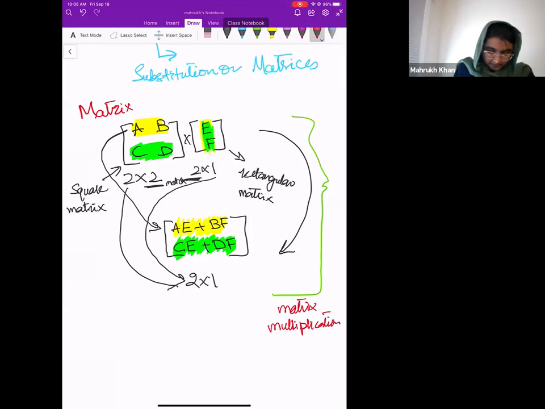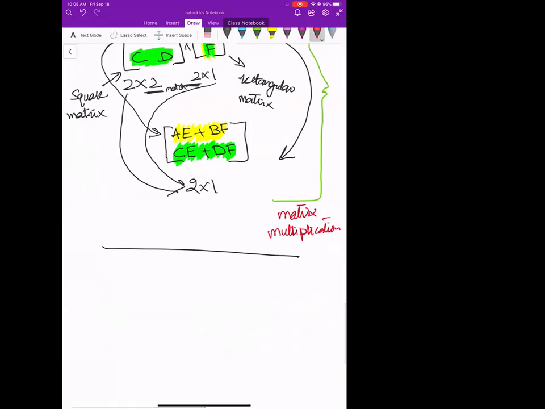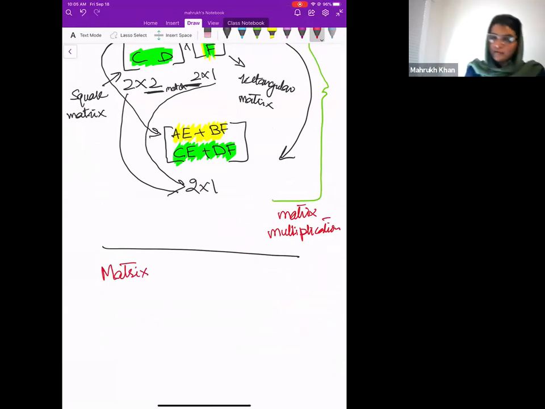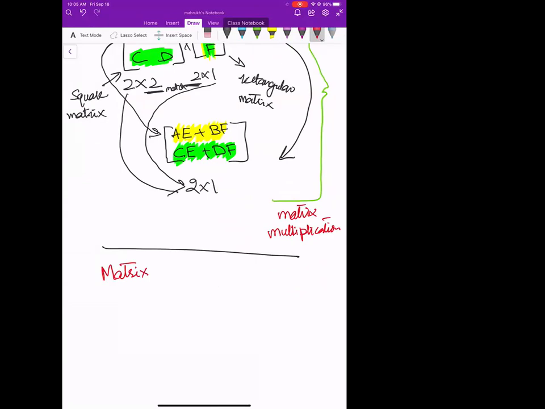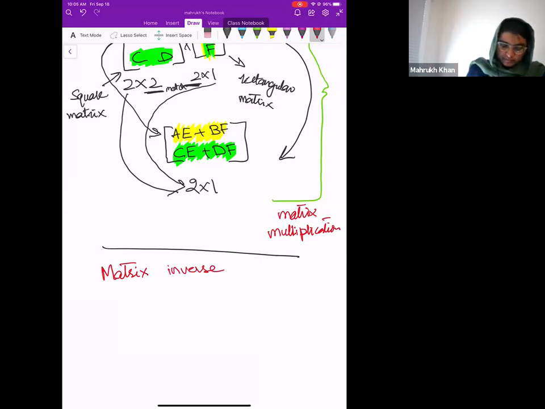So another important thing in matrices is the inverse. I'm not sure whether you reached inverse or not. Have you learned about that yet? We have. Okay. So matrix inverse is, and have you tried to solve a linear system of equations with matrices? Yeah. Okay. So what is matrix inverse?